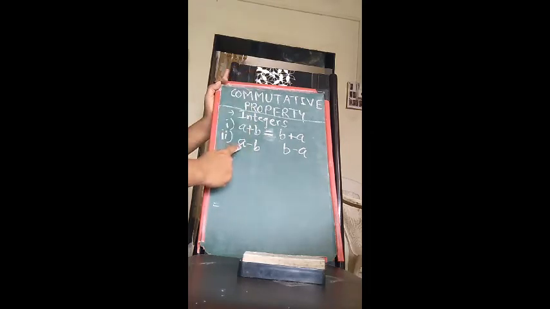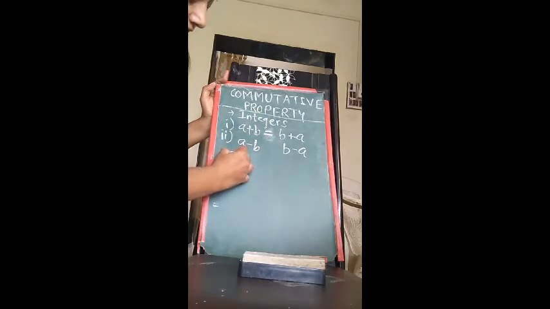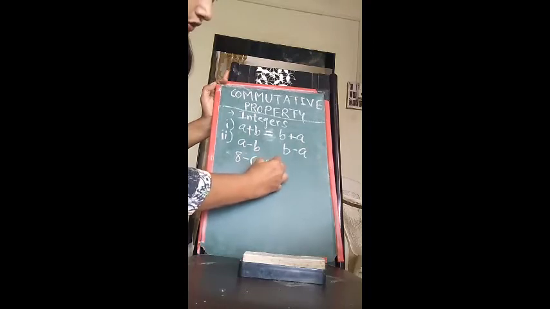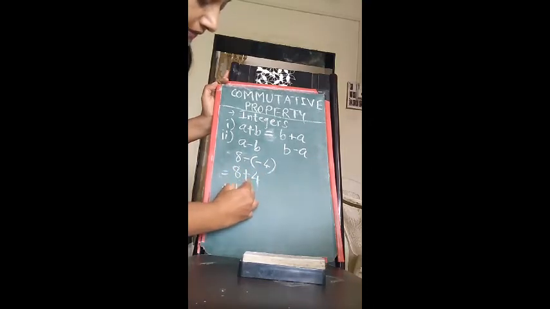Now we will go to subtraction, a minus b and b minus a. We will take again two integers. Shall we take 8, and for b we will take the integer minus 4. Now we will solve this. 8 minus of minus is always plus. When you multiply minus with minus, the answer will be plus. So 8 plus 4 is 12.